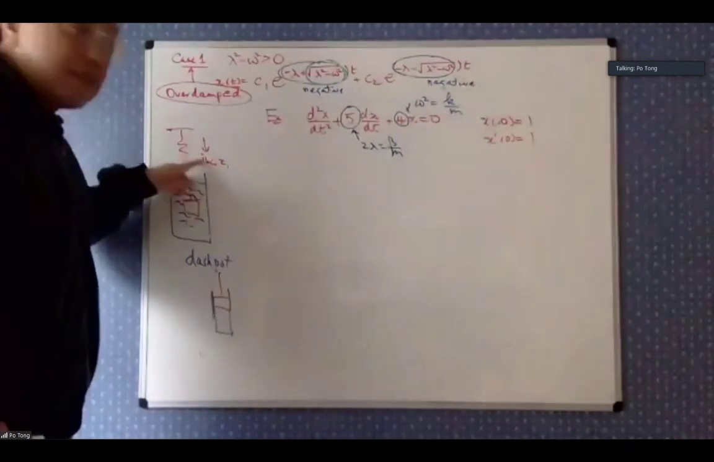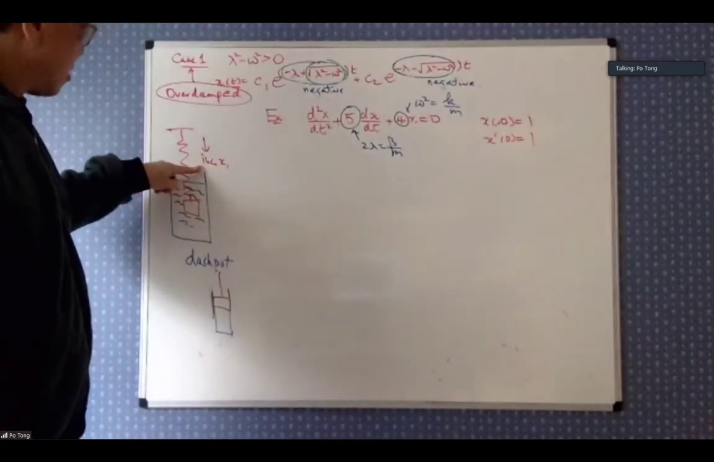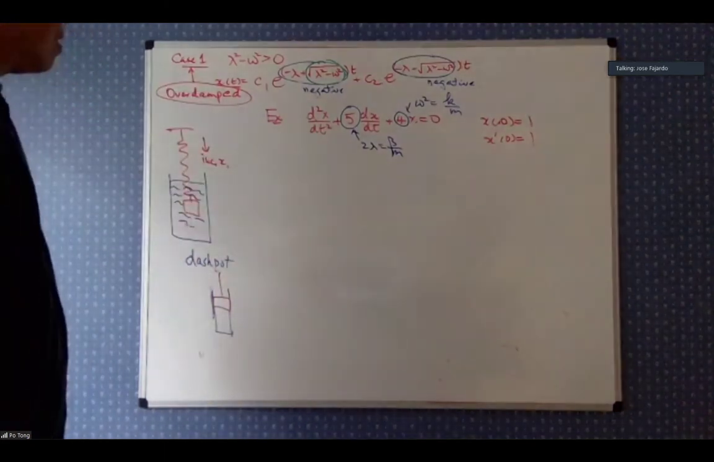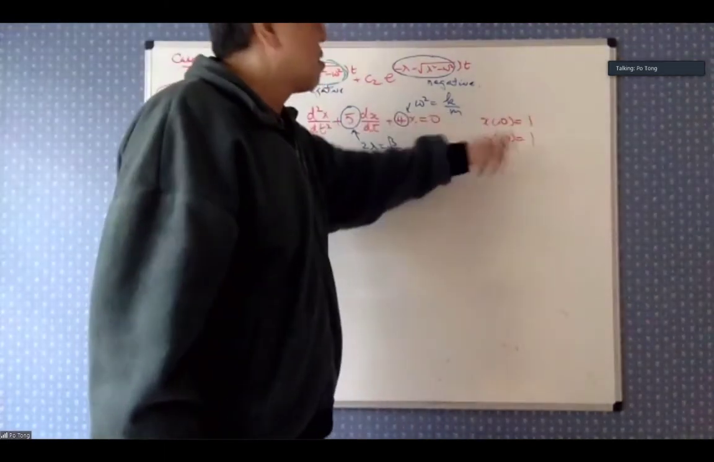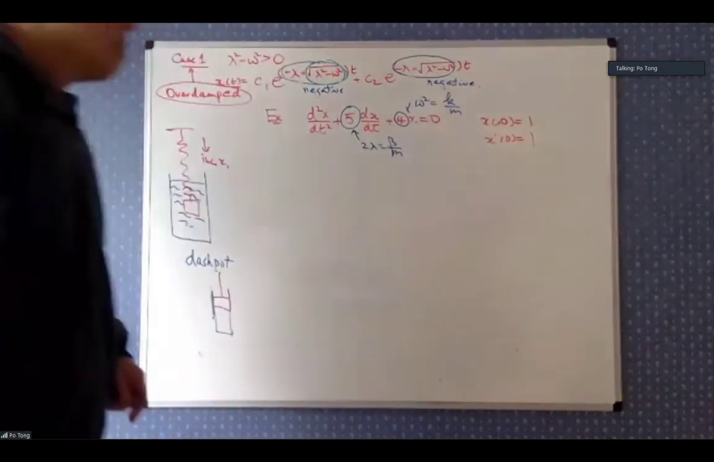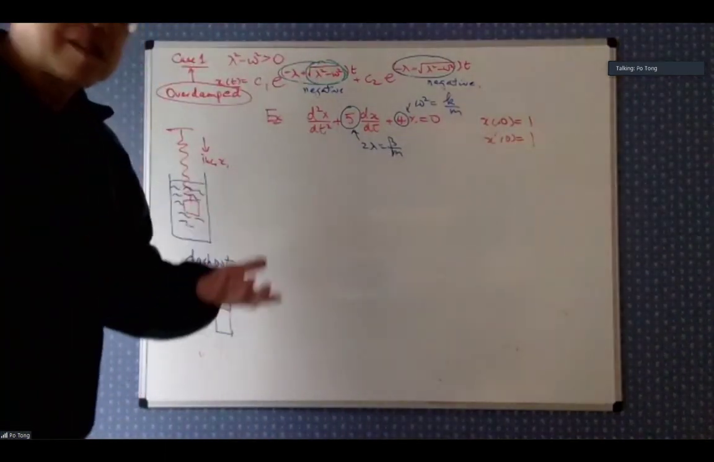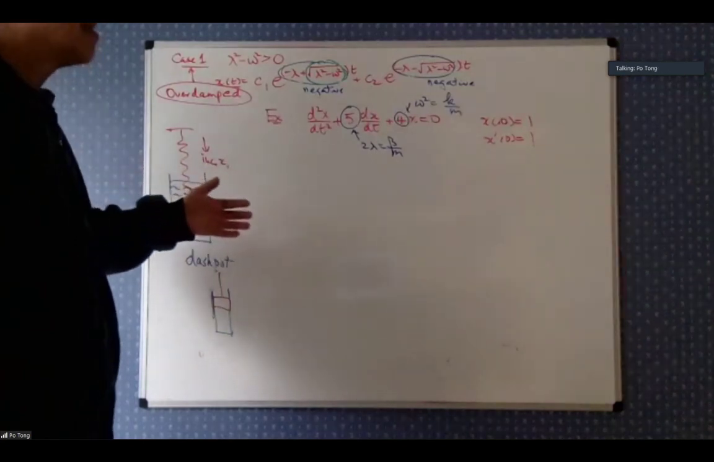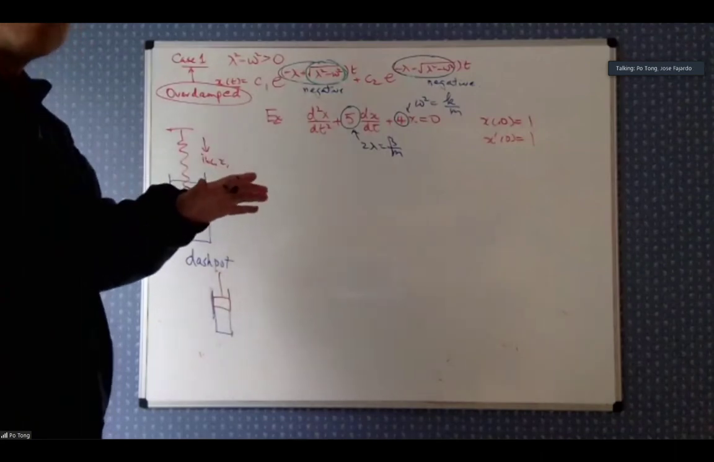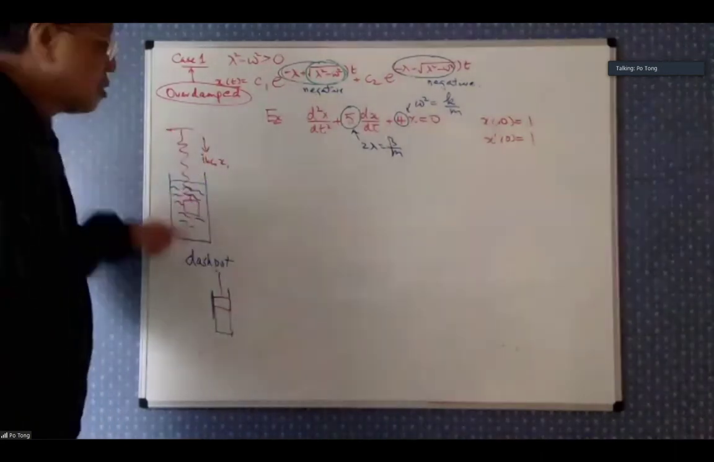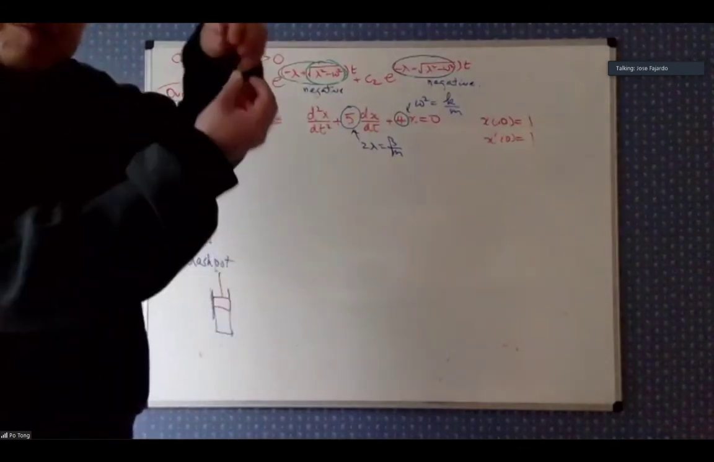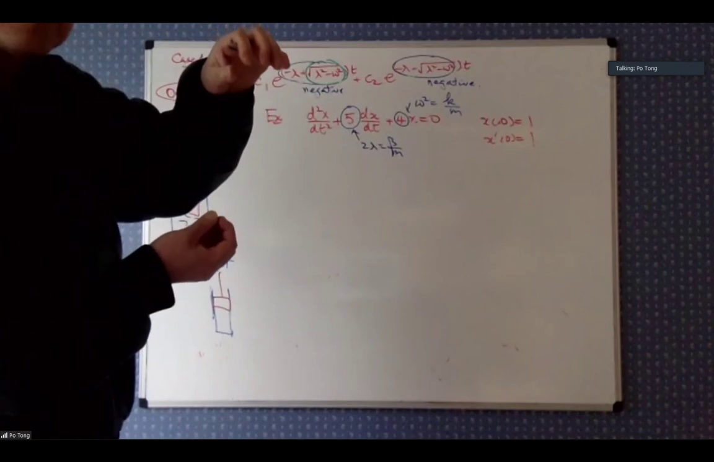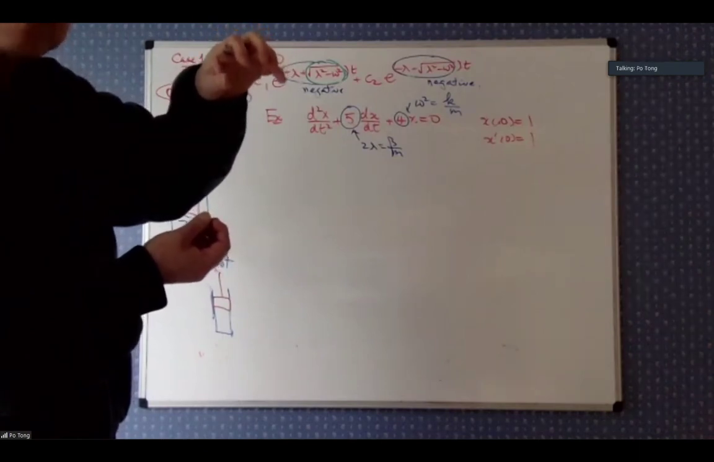Okay. So this is increasing x. Downward is the positive direction. x(0) equal to 1, where 0 is time. When time is equal to 0, initially, when it hasn't been released, you have pulled it down by one unit from the equilibrium position. You haven't even released it yet. That's time 0.